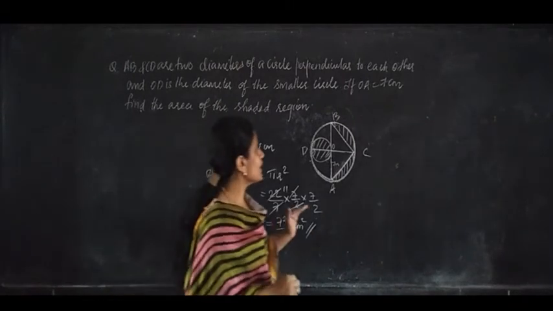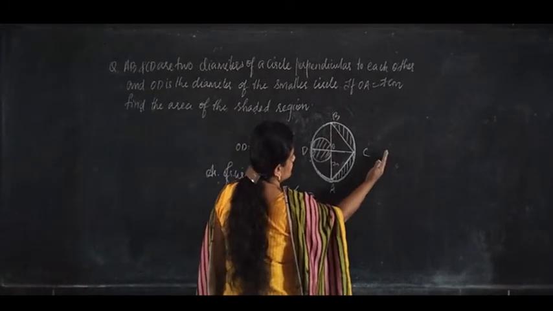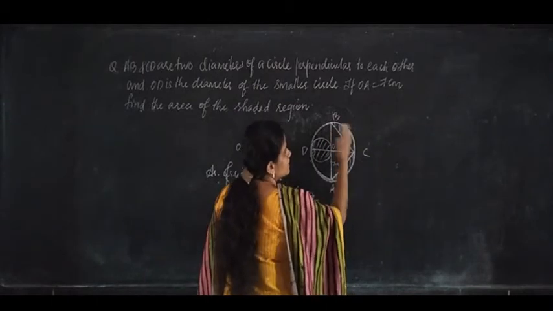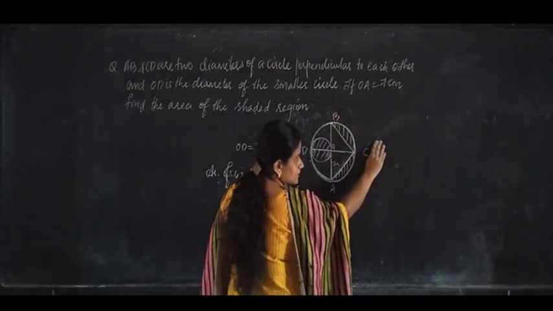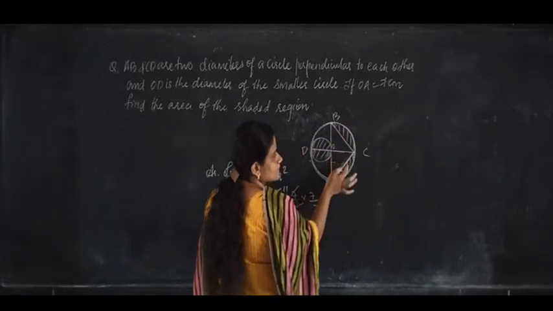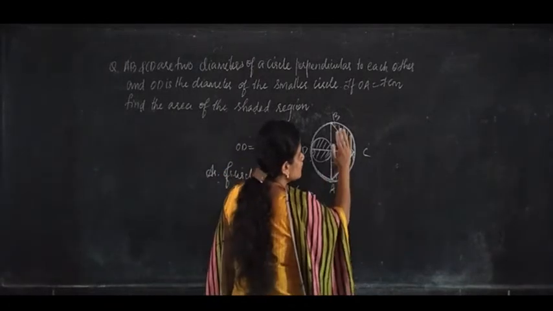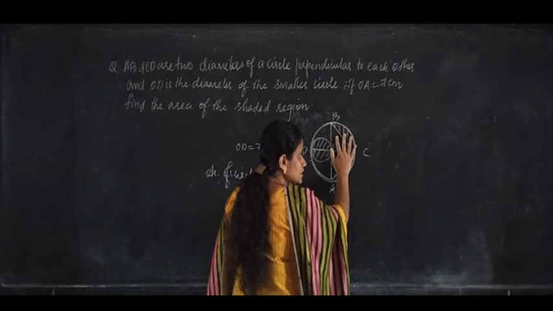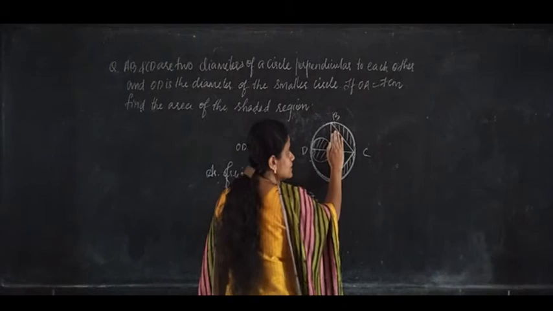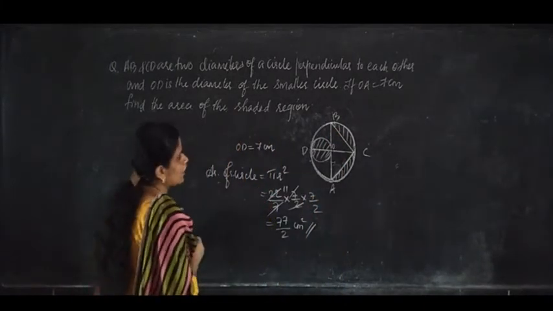Okay. Now again, where is it shaded? If we consider the semicircle, AB is the diameter and this is the semicircle. So from this semicircle, if we subtract this triangle, do we get the remaining shaded region? Yes. So first we have to find the area of this semicircle. Then from that we have to subtract the area of the triangle. Is it clear? So first we will find the area of the semicircle.